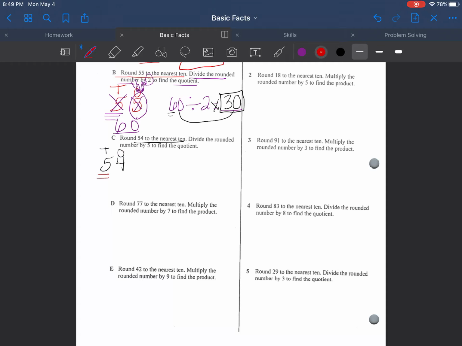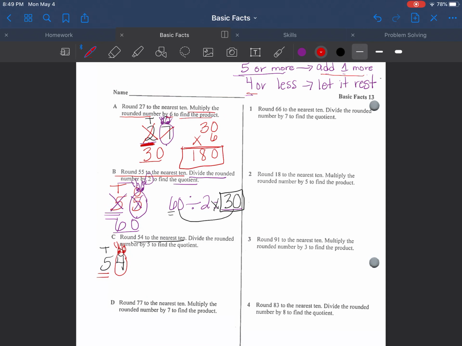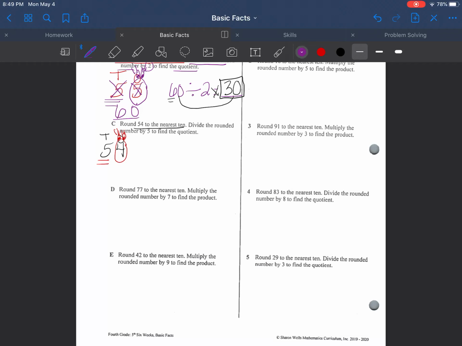Letter C, round 54 to the nearest 10. These are my ones and these are my tens. They want me to round to the nearest 10, so I underline it. Circle the number to the right, and we're going to put some ojitos because it's the one we're looking at. It's a 4, and the rule says 4 or less, let it rest. But who's going to rest? The one we underline. So the 5 stays the same. And then the 4 turns into a 0.